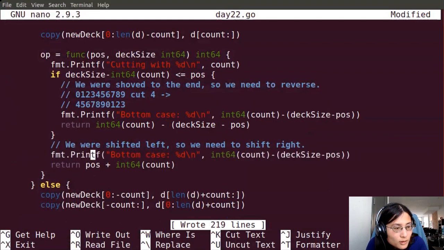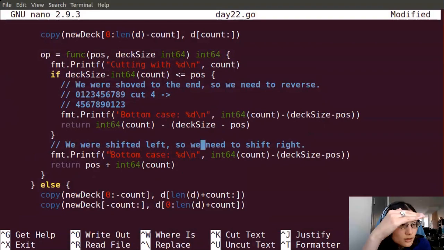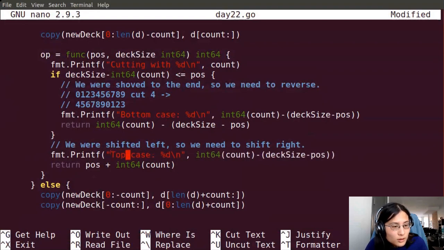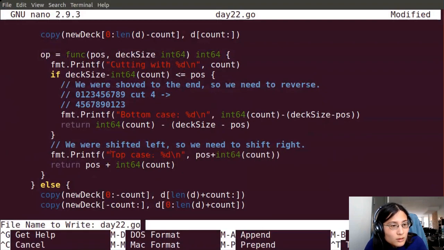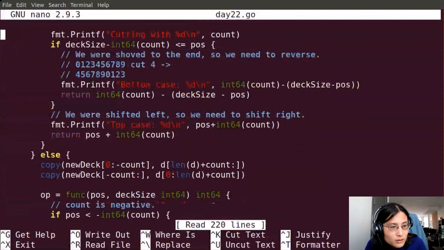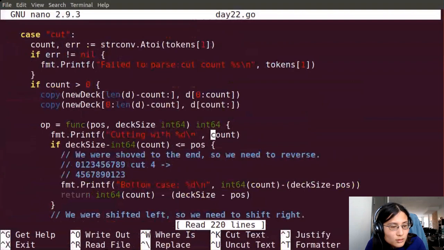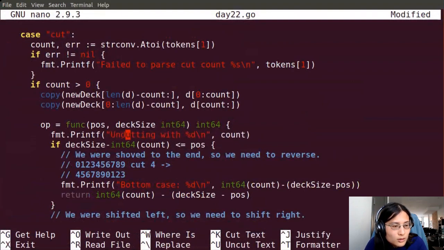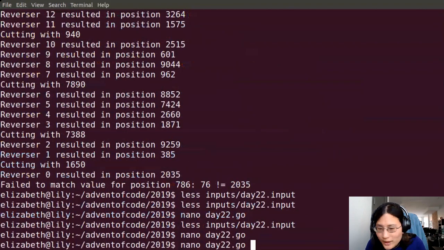We're shifted left. I mean, so we need to shift right by moving it. Yep. Just make sure it's being called with the correct arguments too. Okay, let's try that and see what happens.